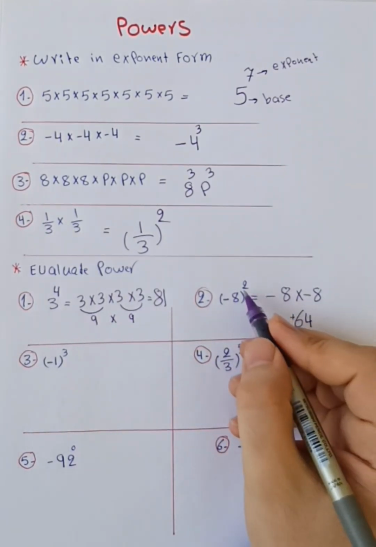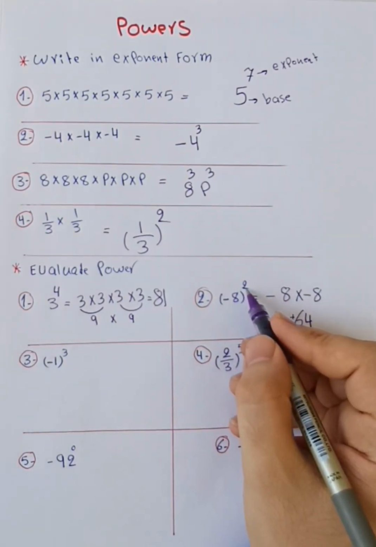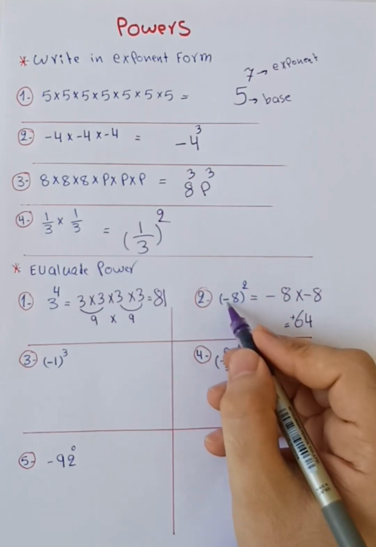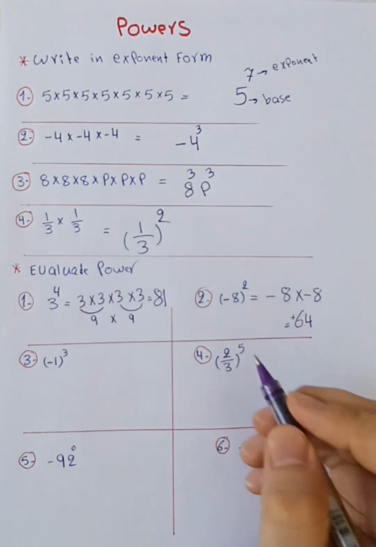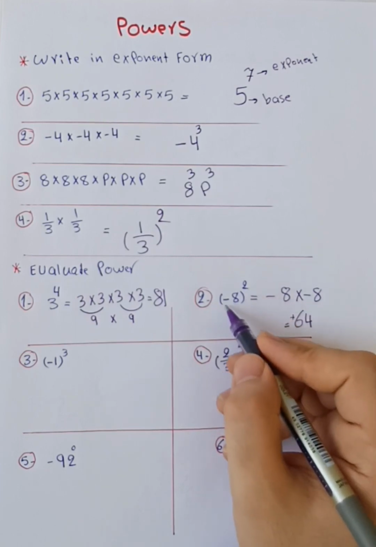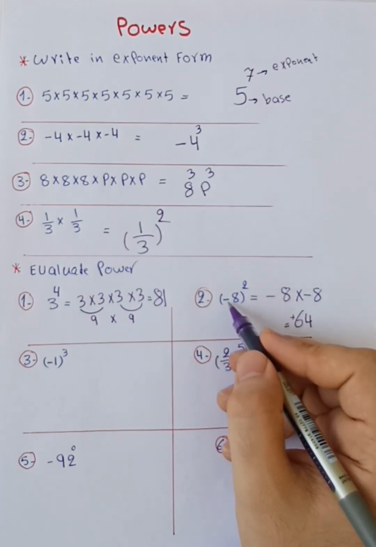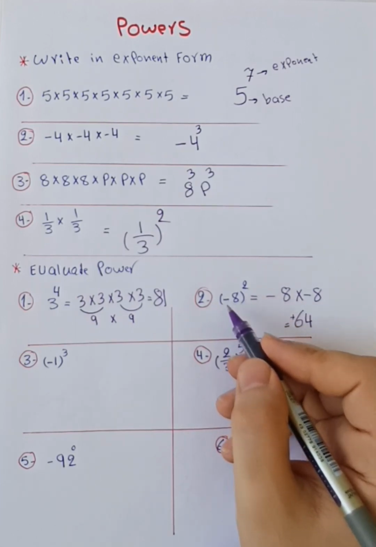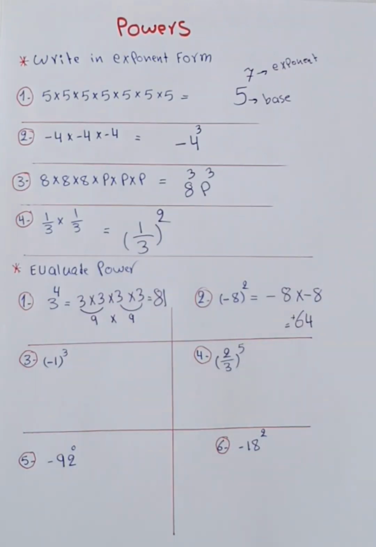Or when we have an even number as an exponent, this negative sign changes to positive like that. But if we have an odd number as an exponent and a negative base, the negative sign does not change, it stays.